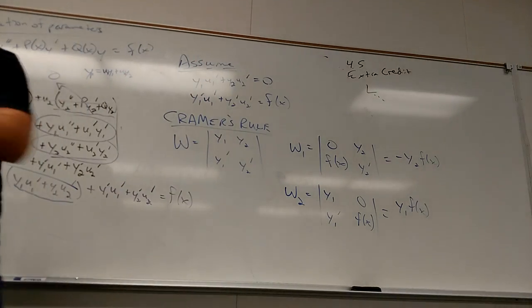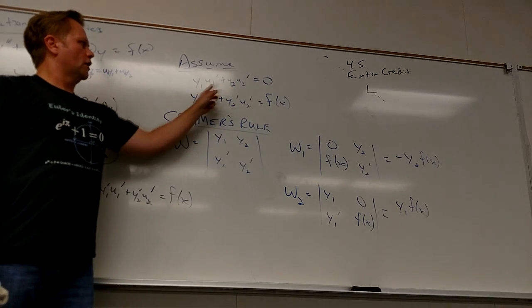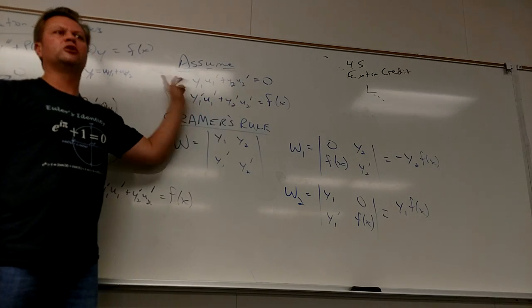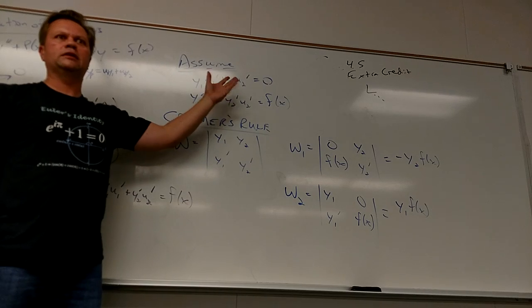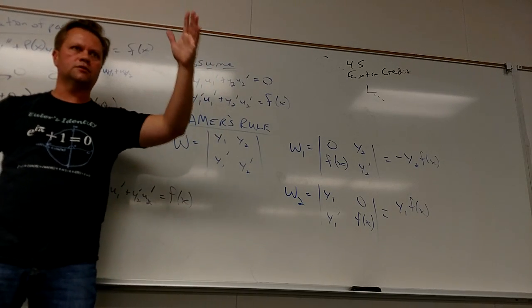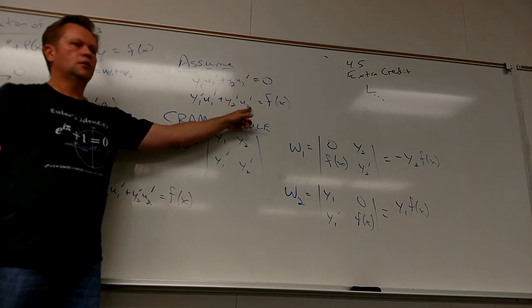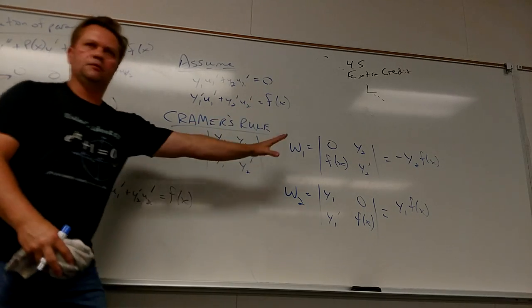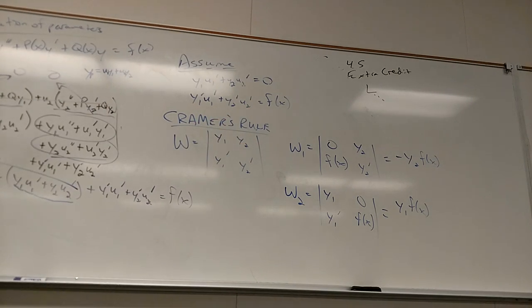You guys cool with that? I mean, y1, y2, and y1 prime, y2 prime are knowns, known functions. These are the unknowns. So if I can figure out what u1 prime and u2 prime are, I can then integrate. I can know what u1 and u2 are, and I can do this. I'm almost done then, right?